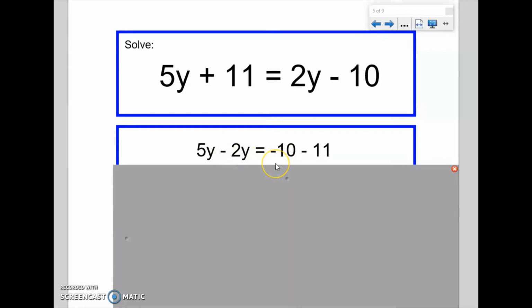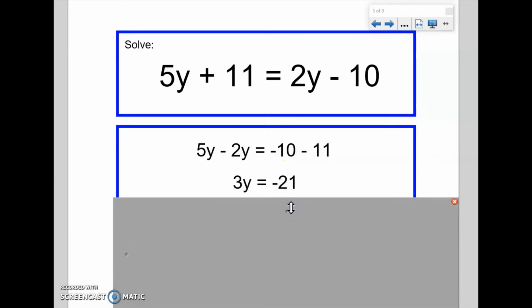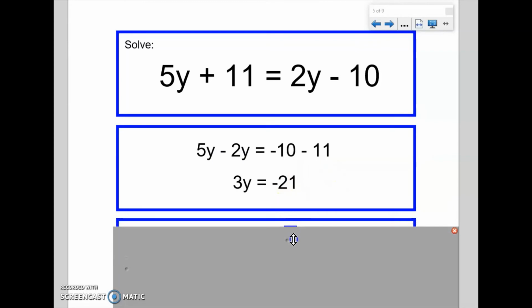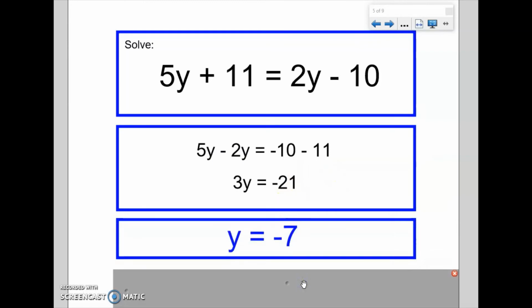5y take away 2y leaves me with 3y. Minus 10 subtract 11 takes me further into my negative numbers. I land on minus 21. Then I go ahead and do the opposite of multiply by 3, because I move it over here. It becomes a divide by 3. Minus 21 divided by 3 tells me the value of y is negative 7.